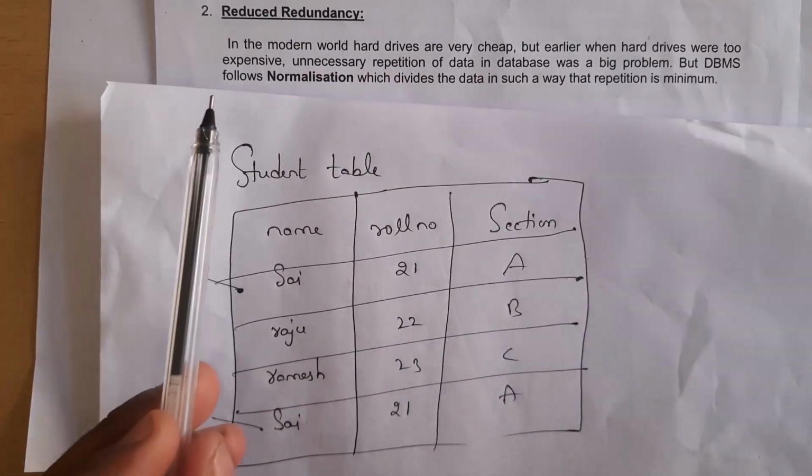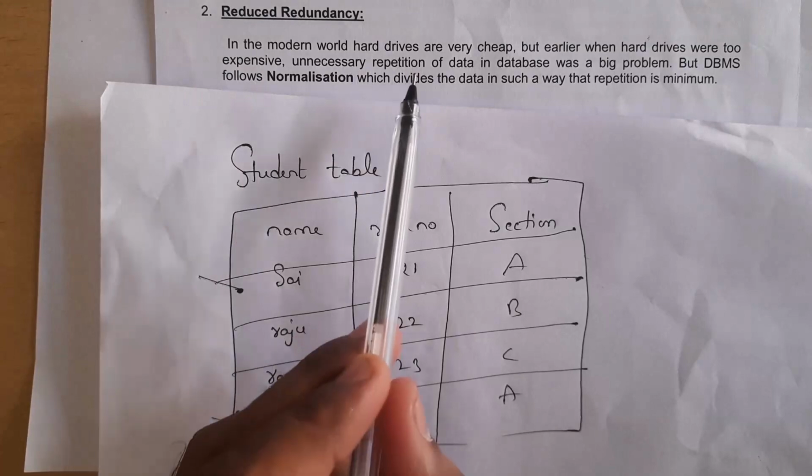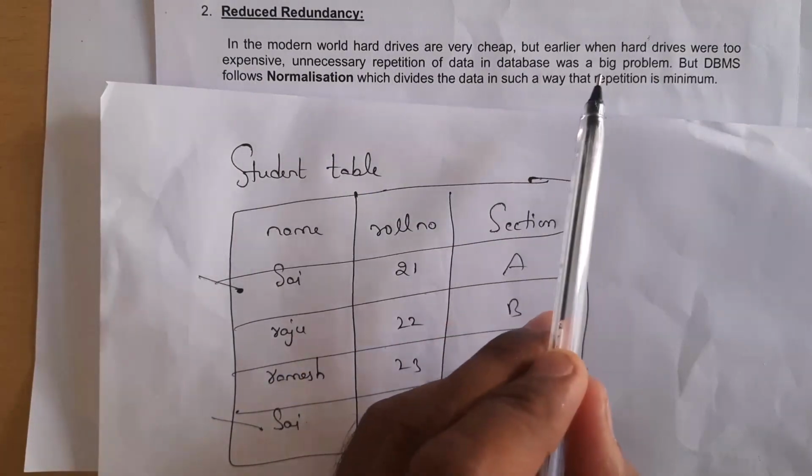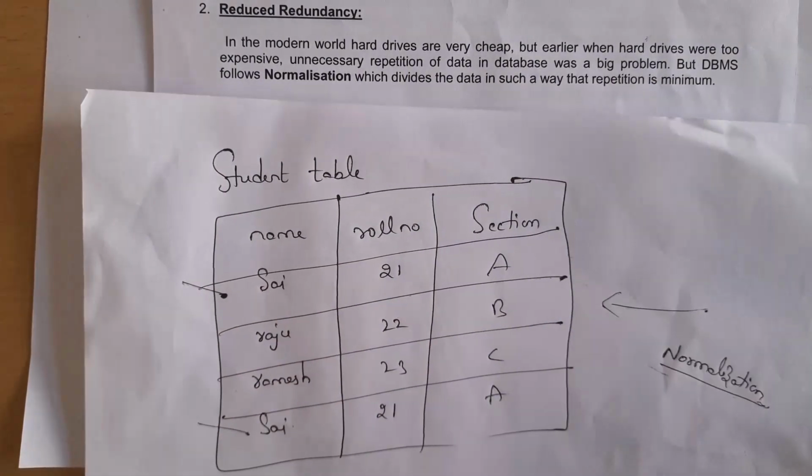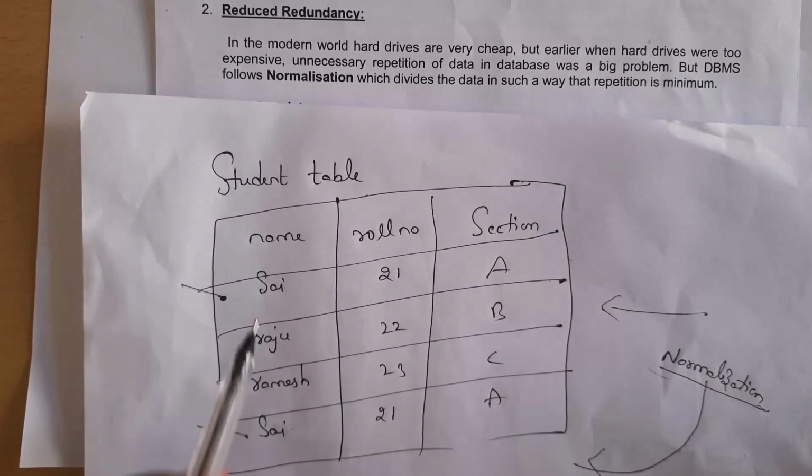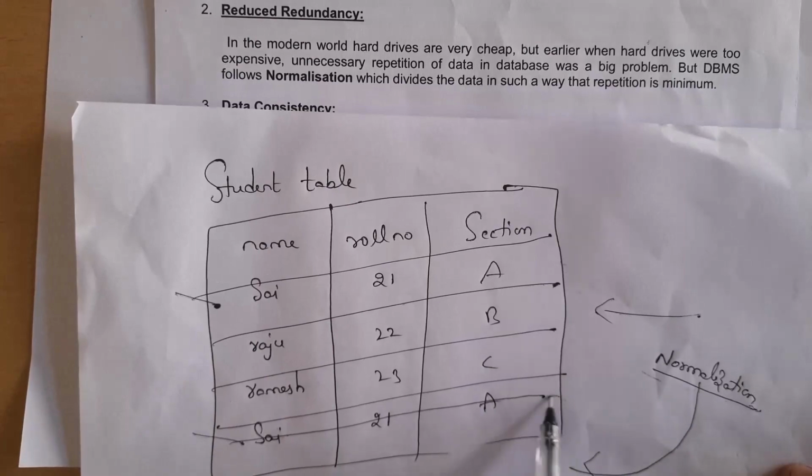But DBMS follows normalization, which divides the data in such a way that repetition is minimum. Database management system follows the normalization technique. By using this normalization technique, we can reduce this repetition. So it will remove this row.